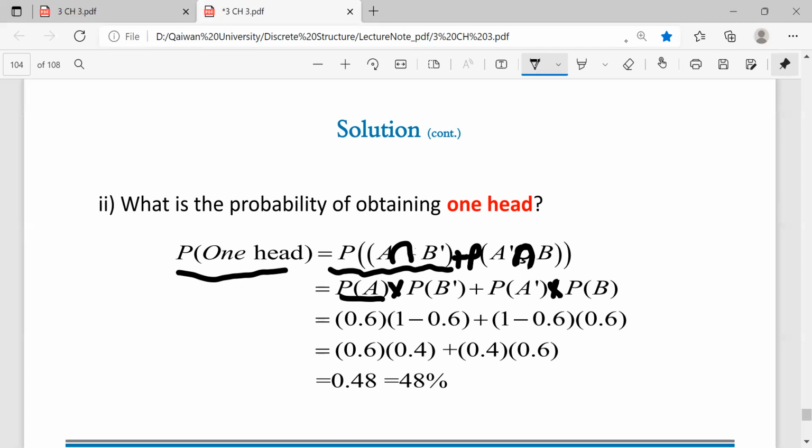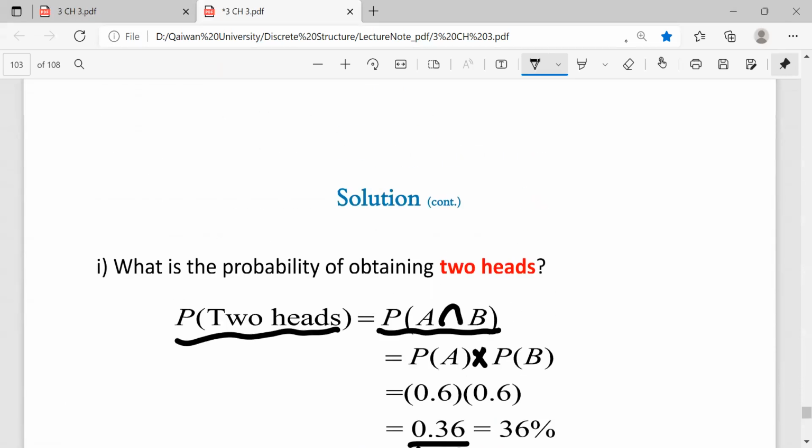Here probability of A is given, which is 0.6. Probability of B complement is 1 minus 0.6, which is 0.4. We found that before. And probability of A complement is 0.4. Probability of B is 0.6. We just multiply these, so we get 0.24 plus 0.24 is 0.48. That means it's 48%. The probability of one head is 0.48. That's the second part of the question.